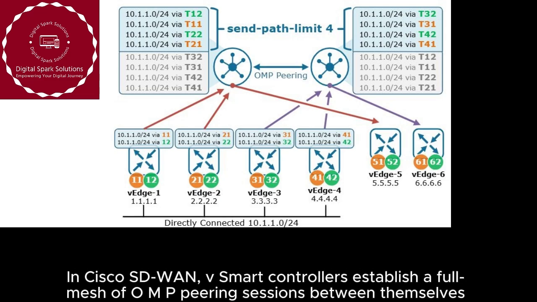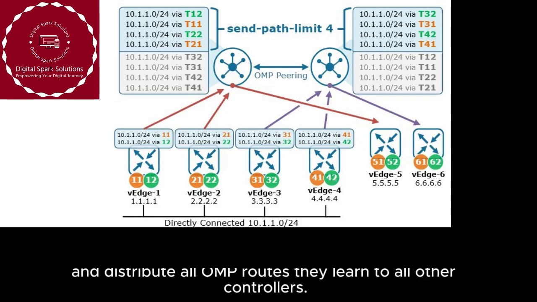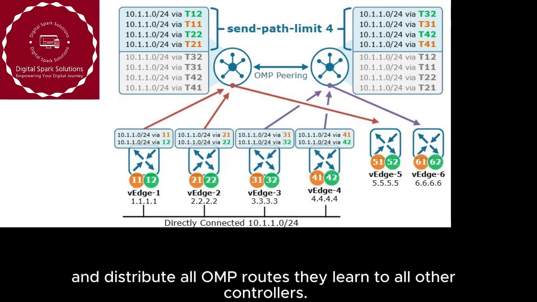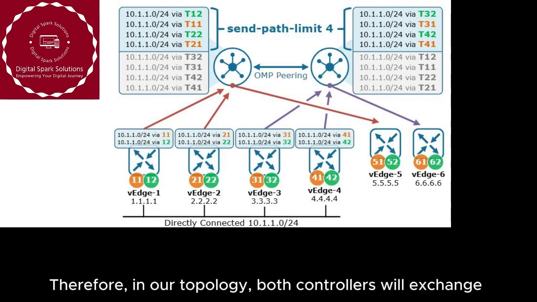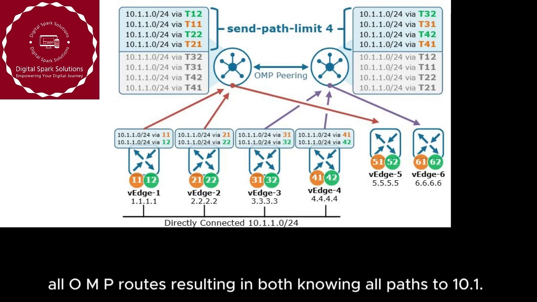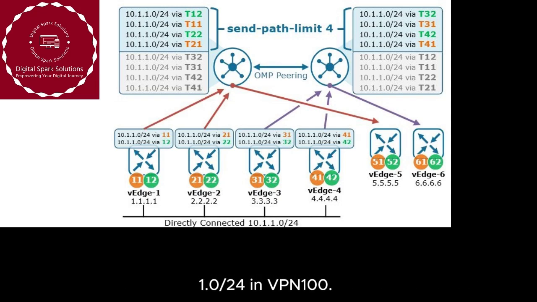The common misunderstanding. In Cisco SD-WAN, vSmart controllers establish a full mesh of OMP peering sessions between themselves and distribute all OMP routes they learn to all other controllers. Therefore, in our topology, both controllers will exchange all OMP routes, resulting in both knowing all paths to 10.1.1.0/24 in VPN 100.